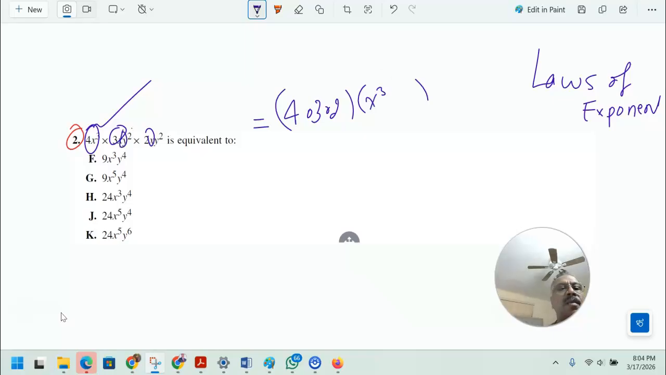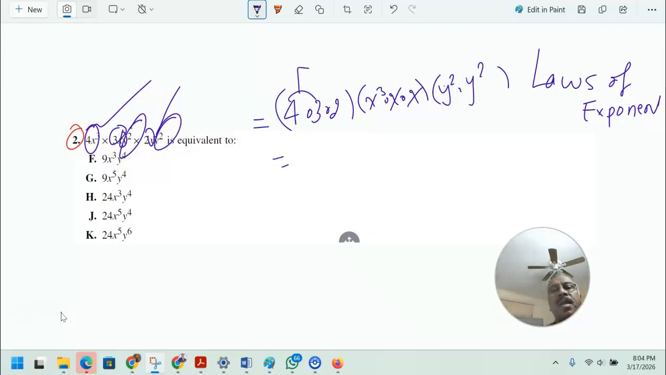Then you have x here. And there is an x here also. And then the y. So a y square is here, so it is y square, and there's a y square here. So this should not take much time. 4 times 3 is 12, and 12 times 2 is 24.